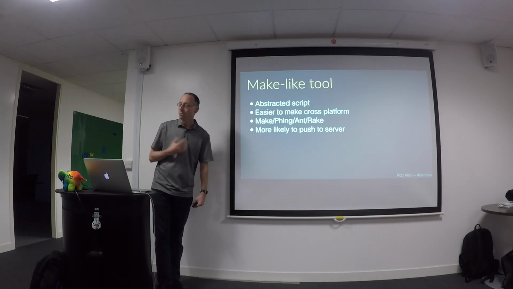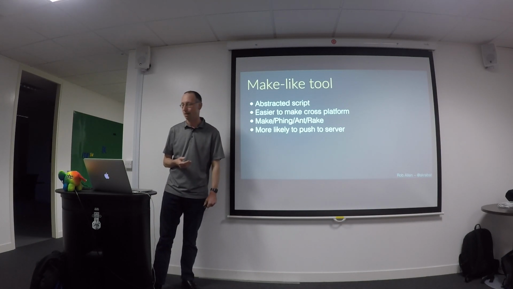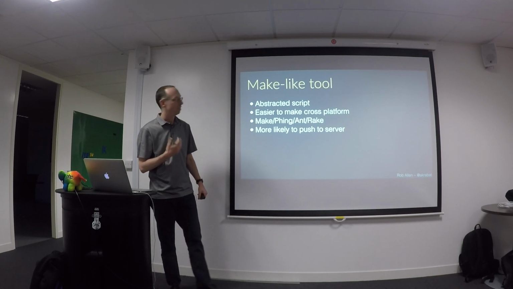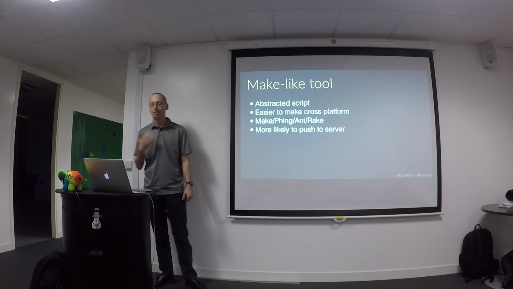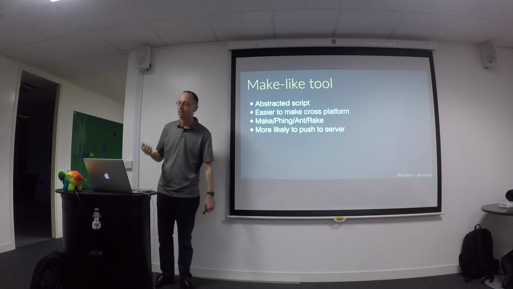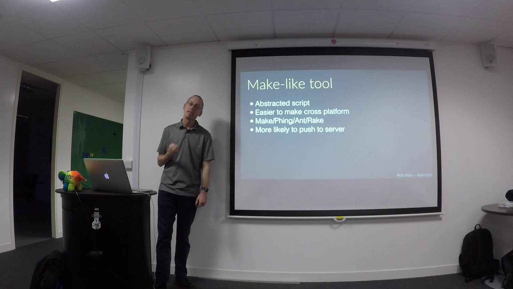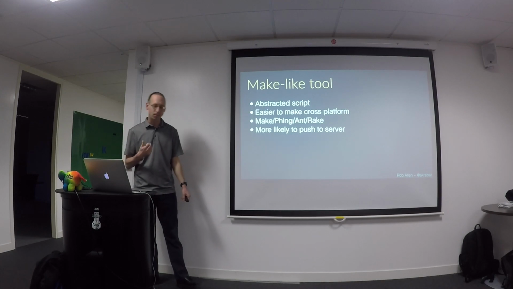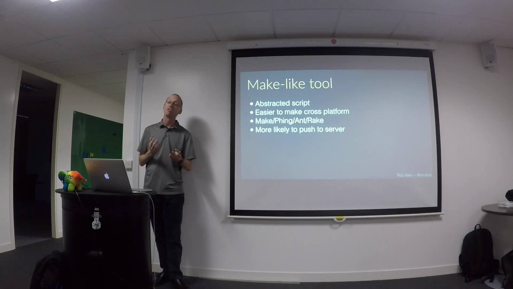So we move on from that into Make-like tools. I call it Make-like because only people like me remember what Make is. We're all using some other tool now, but there's loads of choices that are all basically the same thing. It's an abstracted script, which means it's far easier to make it cross-platform. So you tend to see make, phing, ant, rake, whatever it might be. They're fairly easy to make cross-platform, and they're more likely to push to the server. So you tend to have some sort of deployment credentials involved at this point. You tend to start seeing these hooking into things like GitHub as well, or into your CI system, because it's relatively easy to do at this stage.